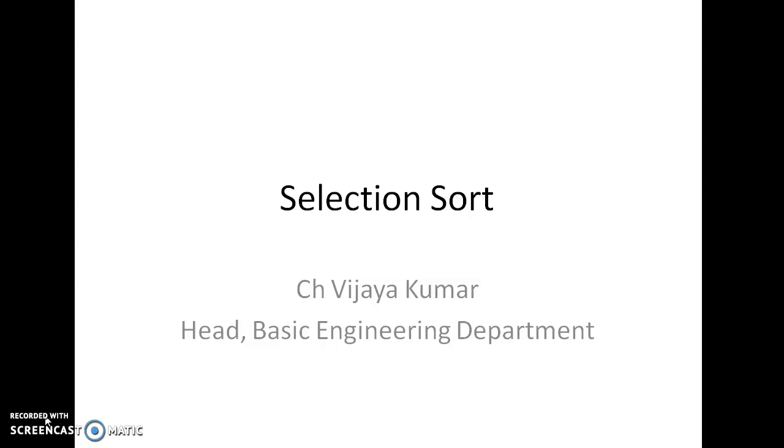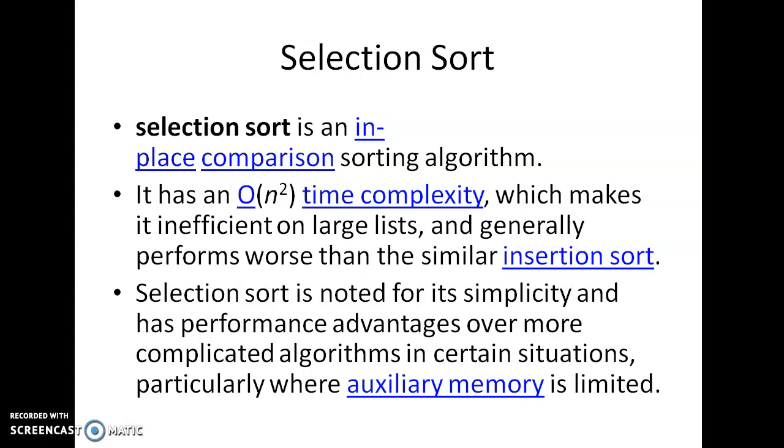Selection sort, the name itself tells that we are going to select one element from the unsorted list and we are going to enter that element into the sorted list. This type of sorting technique is called selection sort. It is one of the in-place comparison sorting algorithms. So what is this in-place comparison sorting algorithm?